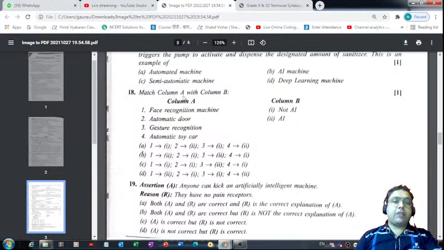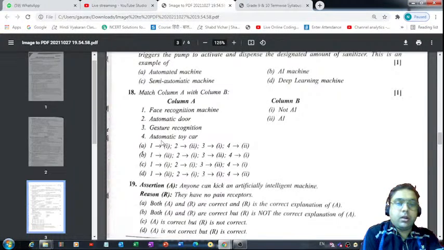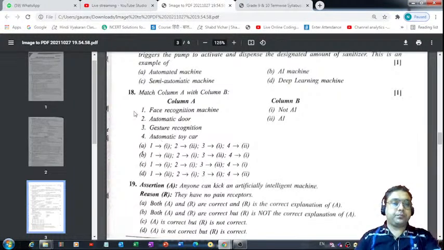Match column A with column B. There are some options given to us in column A, and we have some options in column B. We have to find out which of these four are a part of AI and which are not AI. Okay, so I think the face recognition machine is AI. So one can be matched to the second part of column B.